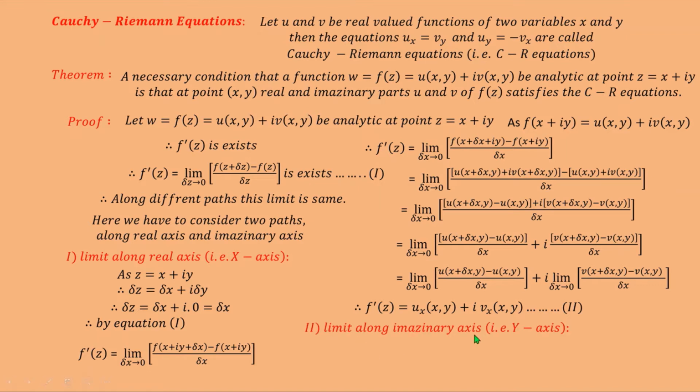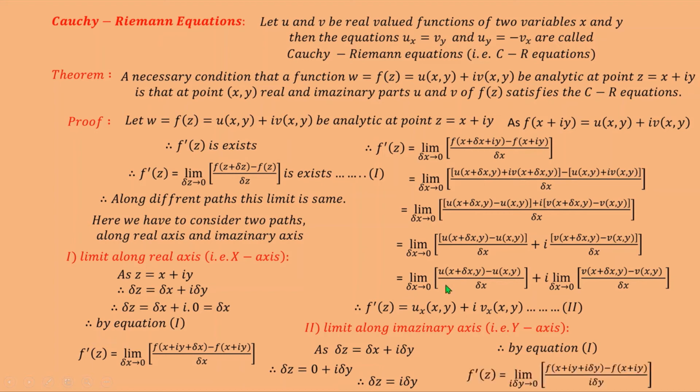Now consider the limit along the imaginary axis, that is the y-axis, as delta z is equal to delta x plus i delta y. Along the imaginary axis means the y-axis, the change in x coordinate is 0. So we get delta z is equal to delta x, which is 0, plus i delta y, and so we get delta z is equal to i delta y.